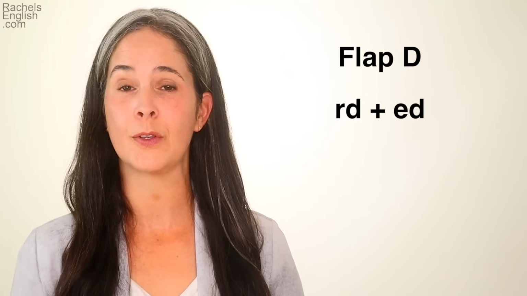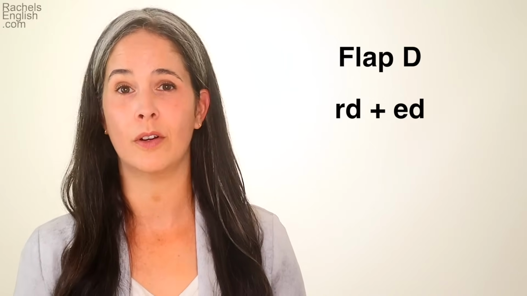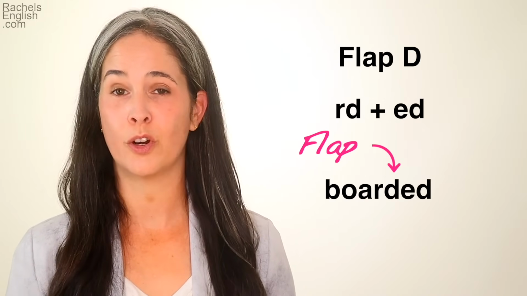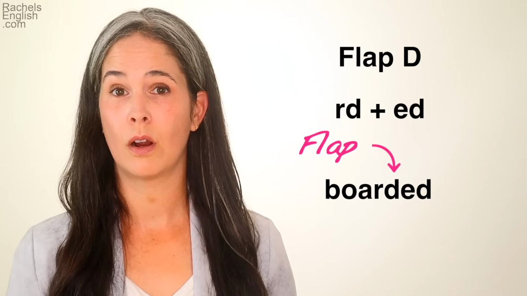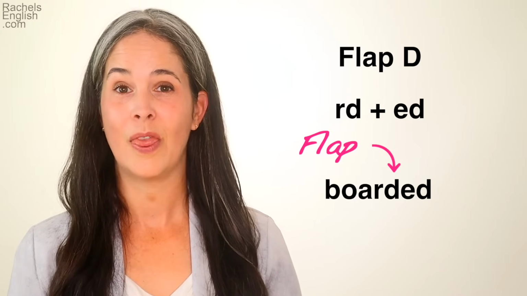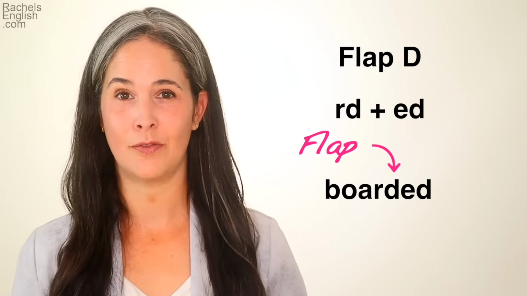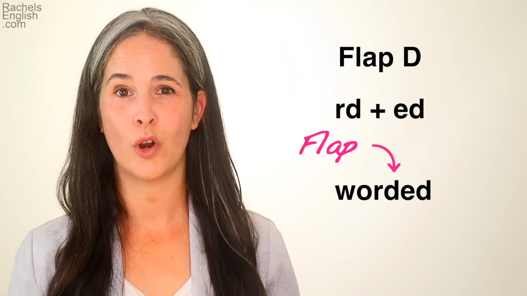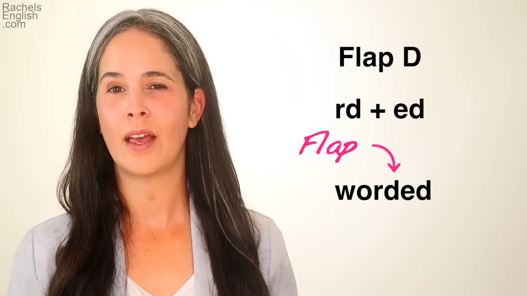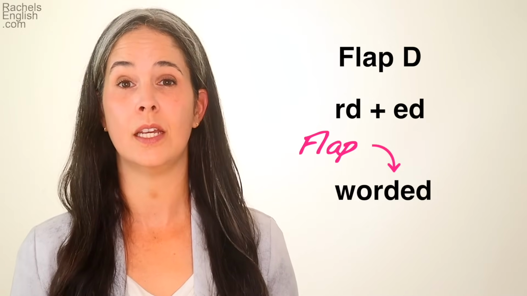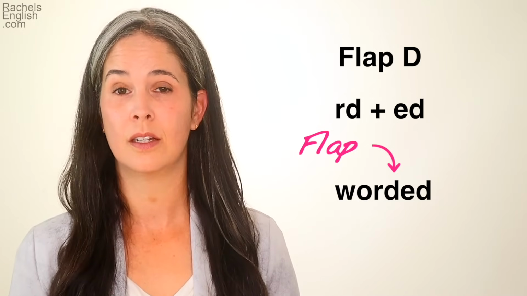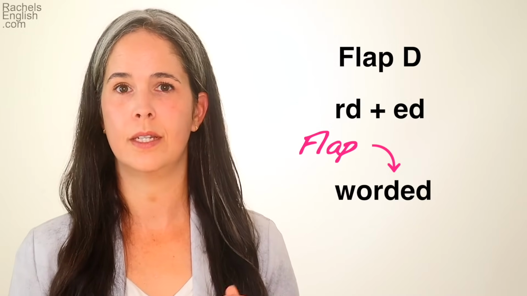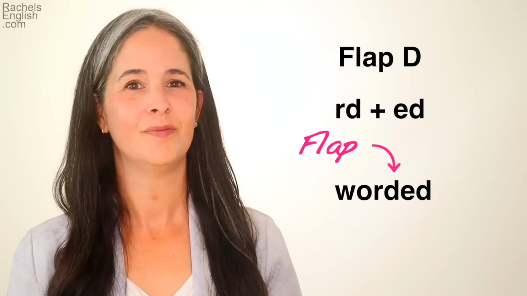A D between vowels or after an R before a vowel or diphthong is a flap. So for example, in the word boarded, board, that D at the end of the infinitive is a flap. Boarded, worded. What would it sound like if it wasn't a flap but a real D with the stop and the release? That would sound like this. Worded. It's too much D.